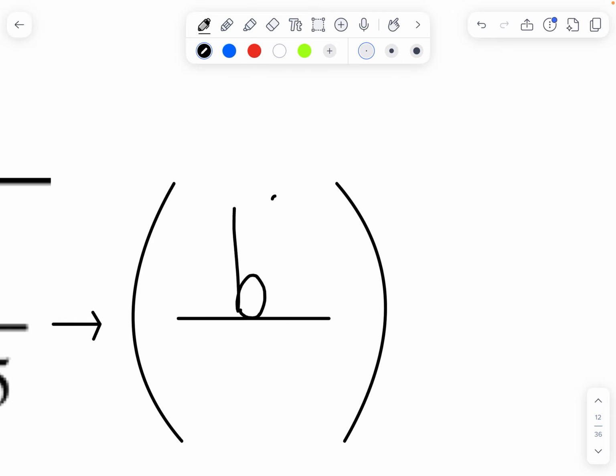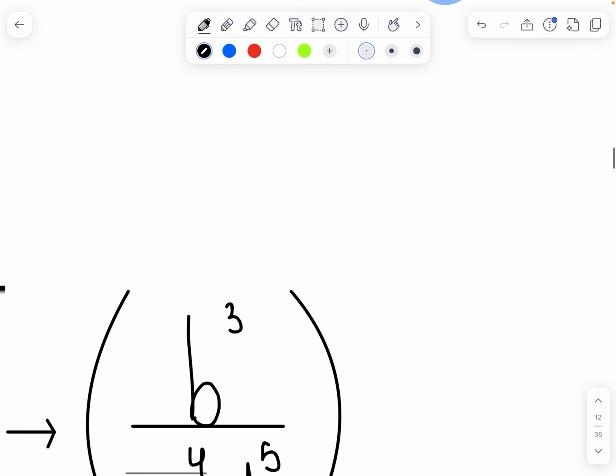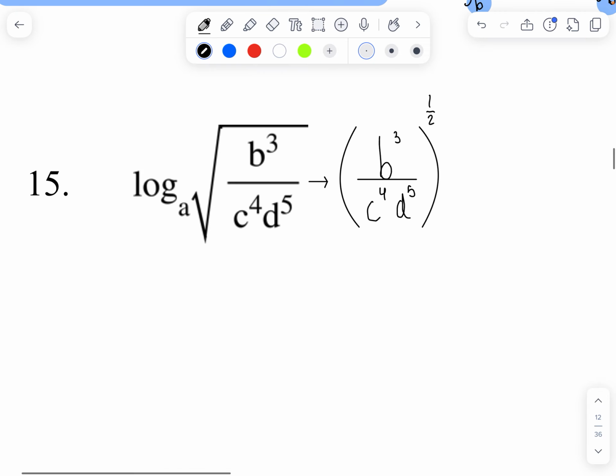b cubed over c to the power of 4 times d to the power of 5, and everything to the power of 1/2. So what does this mean for our log equation, or log polynomial, or whatever you want to call it? This means that 1/2 will be multiplied to everything.